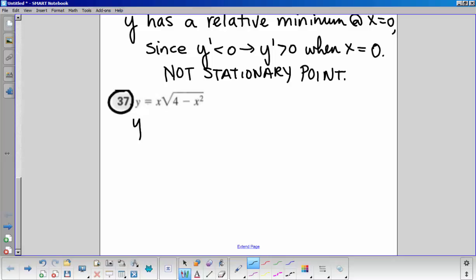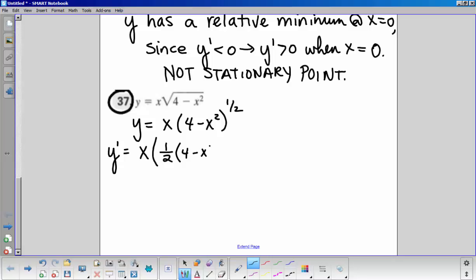Okay, so I'm going to write it in exponential form, though. This is x times 4 minus x squared to the 1/2. So what rule do I have to use? Product rule, so it'll be first, the second, which is power down, lower the power by 1, times the derivative of the inside, which is negative 2x, plus second, which is 4 minus x squared to the 1/2 times the derivative of the first, which is just 1, which is really nice.